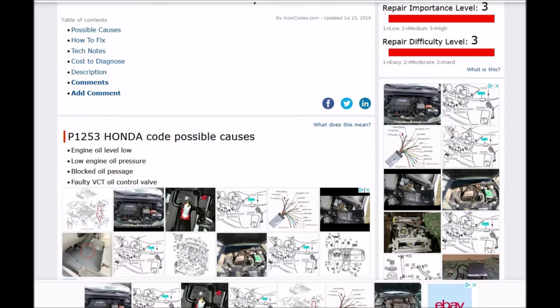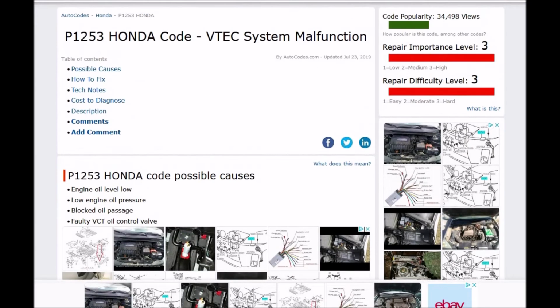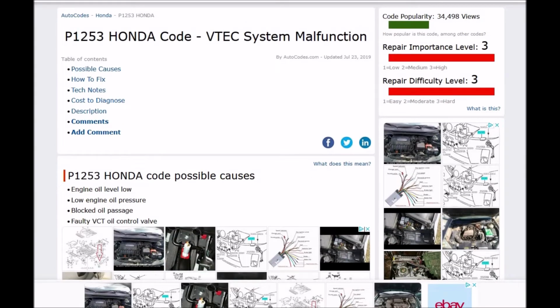And so what would be the main causes? It would be engine oil level low, low engine oil pressure, blocked oil passage, and faulty VCT oil control valve. There's also a sensor, which is the main fix, which is not on here, but there's a sensor that goes bad and often causes this problem.